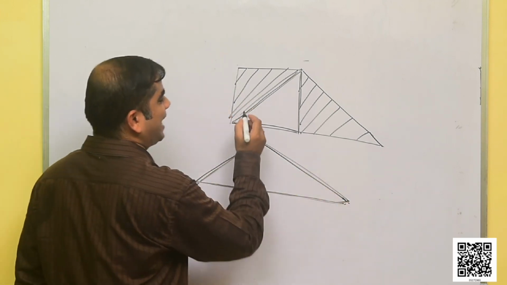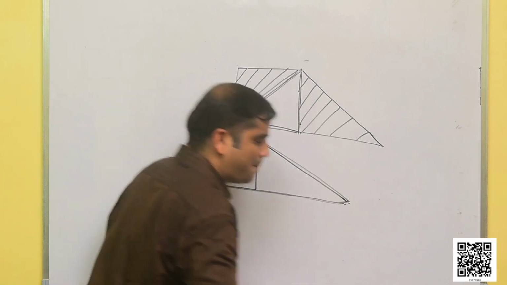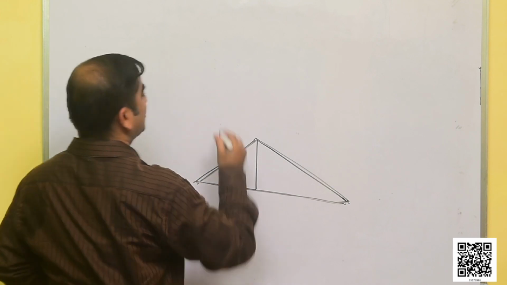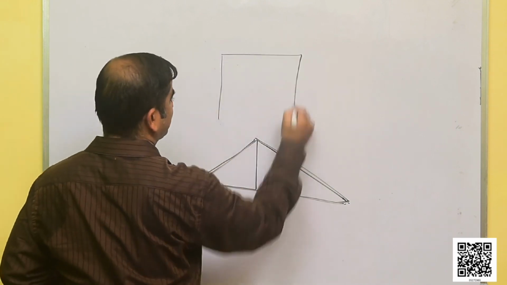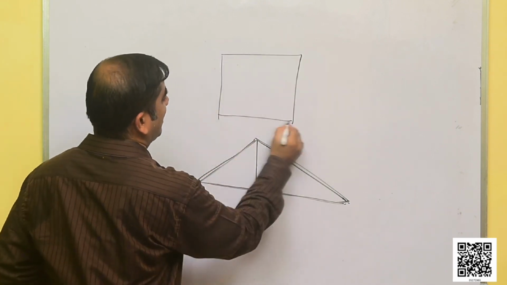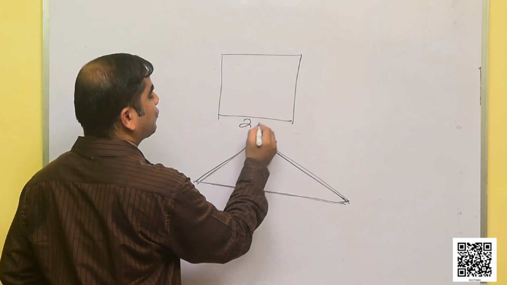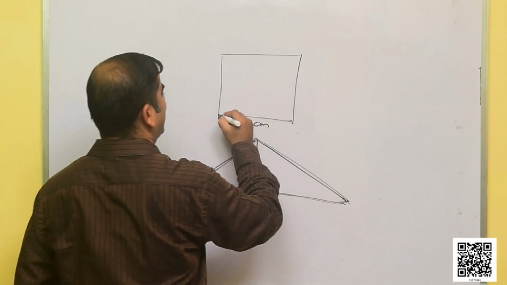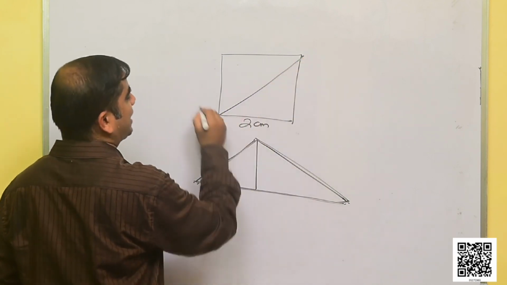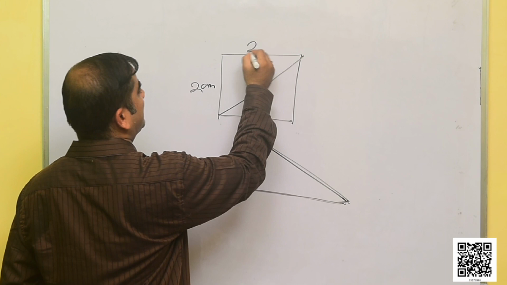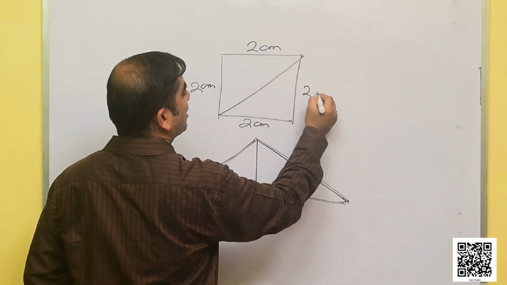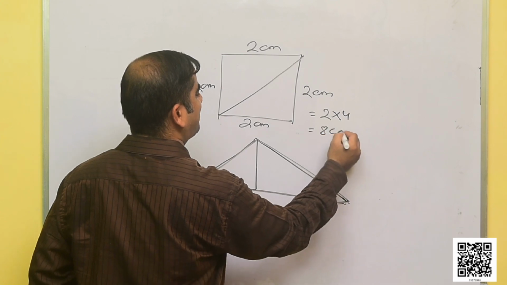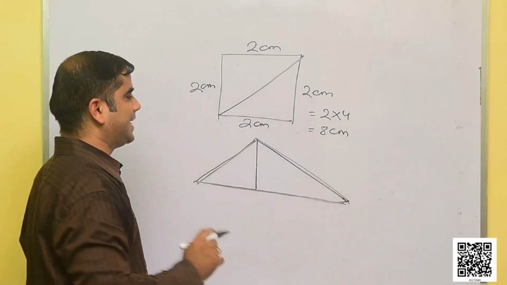Let me draw the square again. Suppose the square is of 2 centimeter length, and that means the boundary is 2 centimeter, 2 centimeter, 2 centimeter and 2 centimeter, that is 2 into 4, 8 centimeter. The perimeter of the square is 8 centimeter.